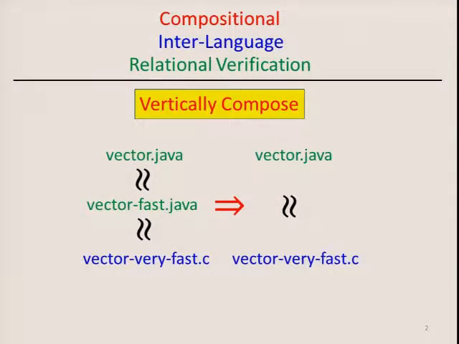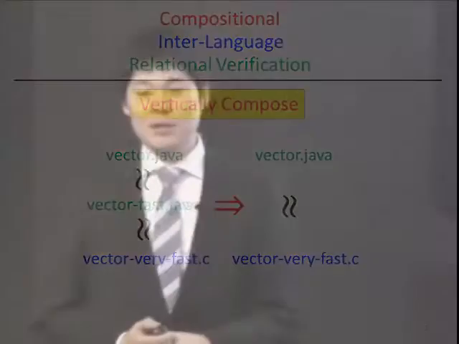And what's compositional interlanguage verification? This is interlanguage verification which allows you to compose your equivalence proofs. For instance, here, you may want to compose these two equivalences to get the equivalence between vector.java and vector very fast.c. Isn't that immediate? It depends on the notion of equivalence. That's what I'm going to talk about. This might not be a closed program, so it may depend on some open external unknown module. So it's not clear.